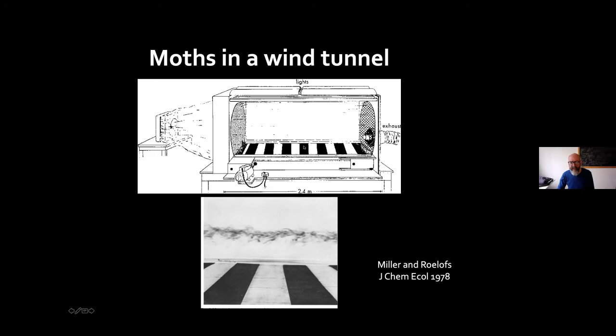You will notice these stripes here at the bottom. These stripes are important for navigation for moths and flying insects because they provide the visual cues by which they can appreciate the progress that they make with respect to the ground.